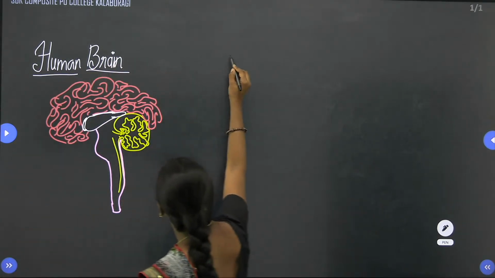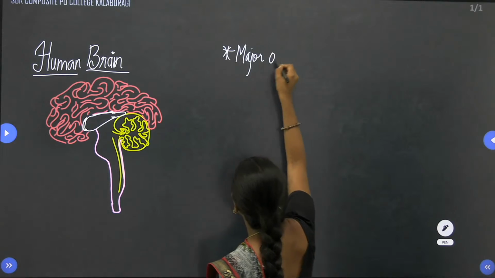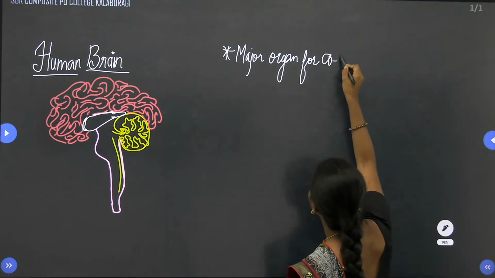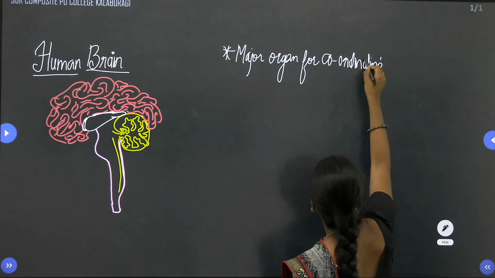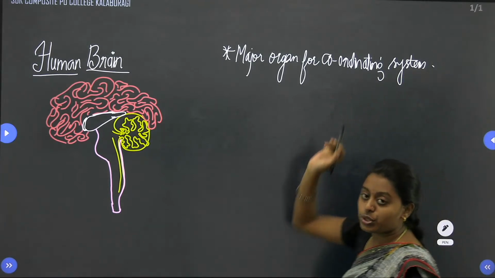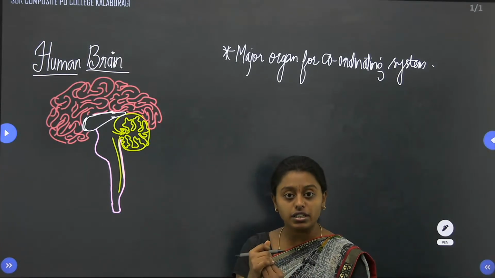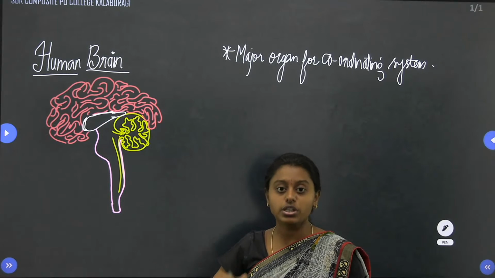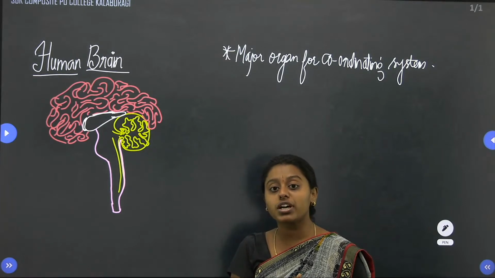Human brain is the major organ for the coordinating system, because the brain is the actual center wherein the stimulus being received by the sensory neuron is accepted within the brain, processed in terms of information, and then the signal is sent to different parts of the body wherever the response has to be given.